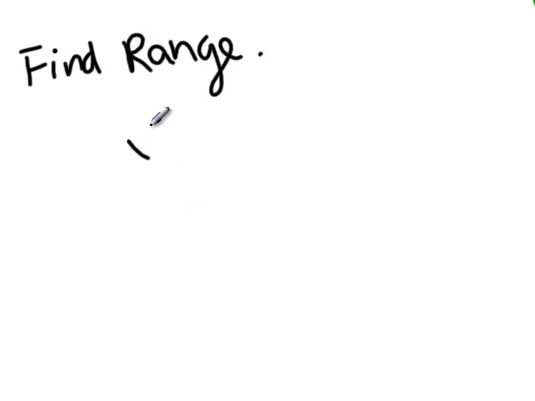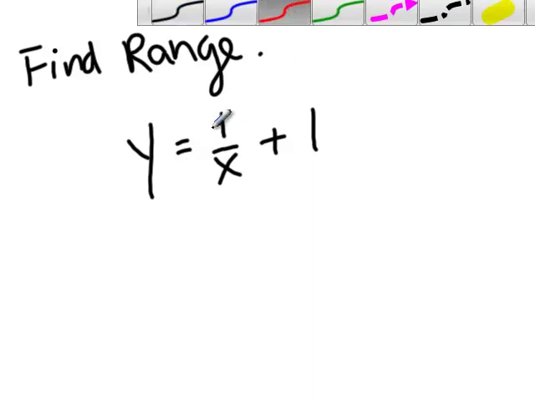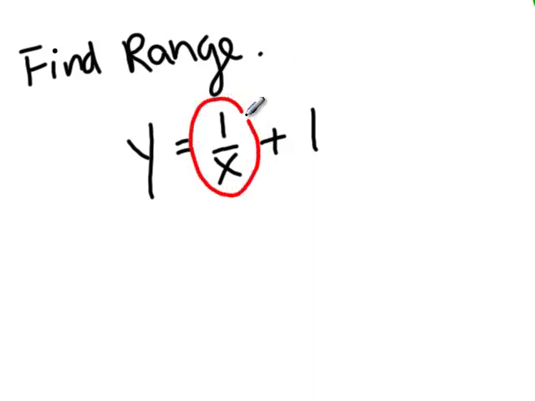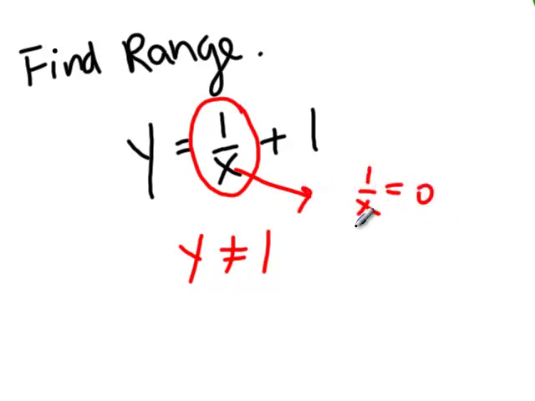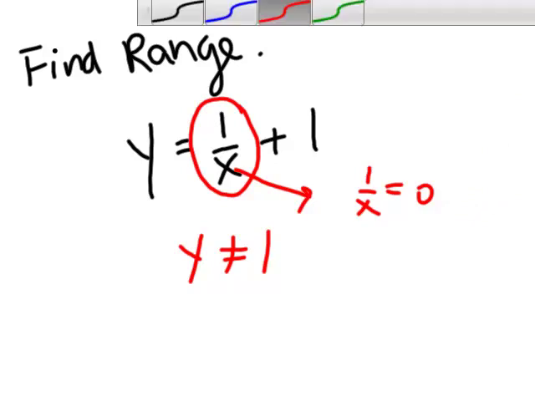Okay? If you had y equals 1 over x plus 1, there is a horizontal asymptote. The way you find that horizontal asymptote is if I was to make this right here 0, y cannot equal 1, because there is no way you can get 1 over x to equal 0. That's implying that x is on the bottom, and that's an undefined line, hence there would be a horizontal asymptote.